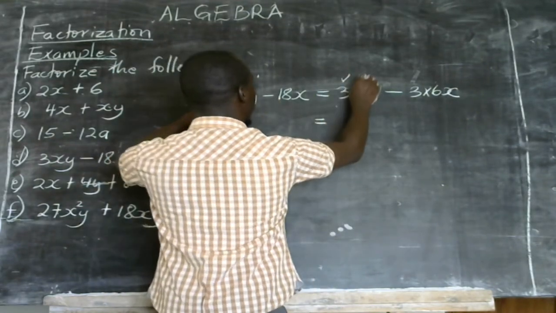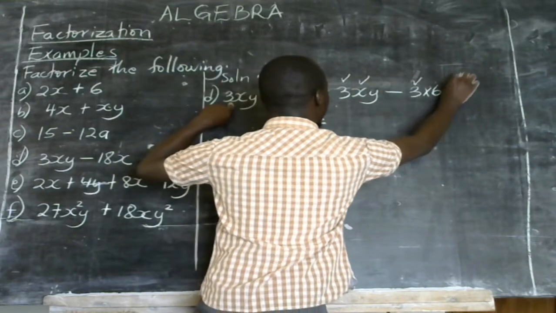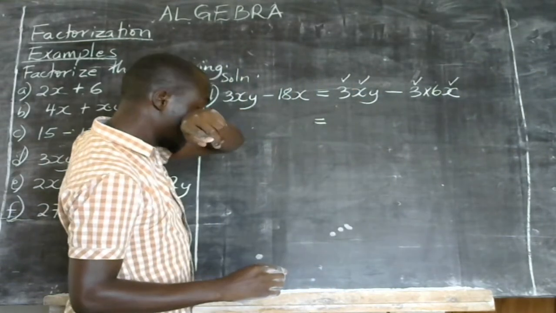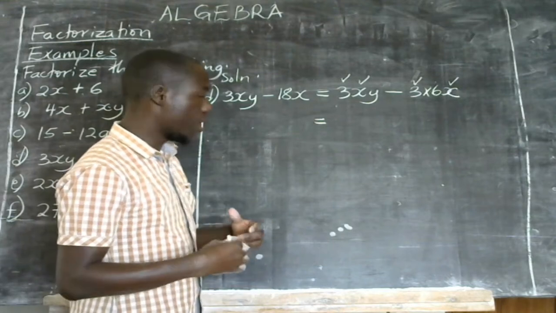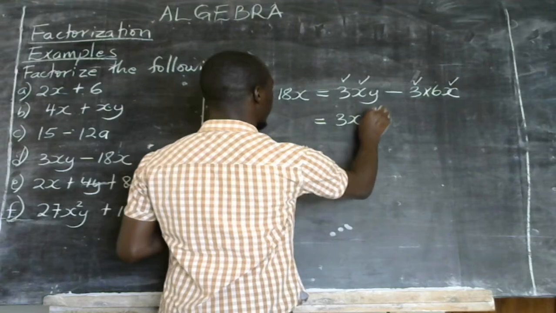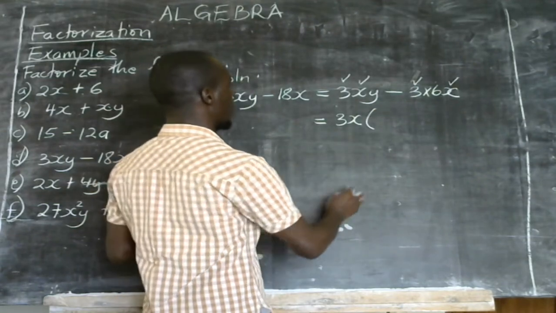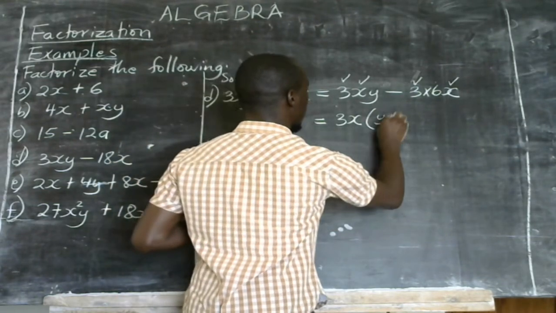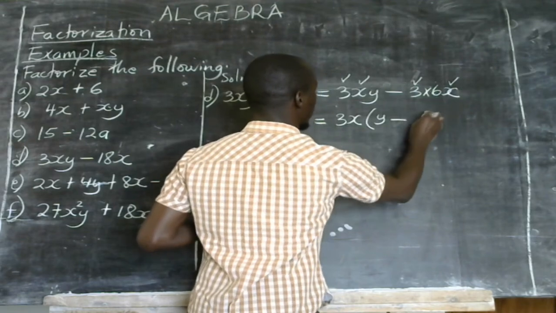So the 3 and the x, 3 and the x, they are factors. When I pull them outside, I'm going to create a bracket. So 3x into y, then minus a 6 there.